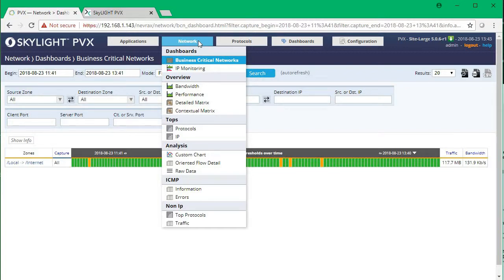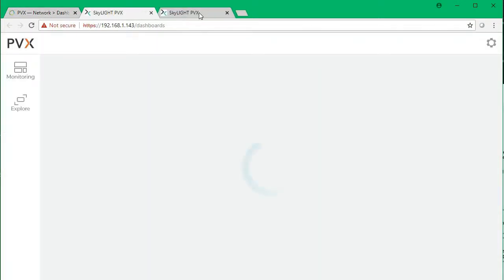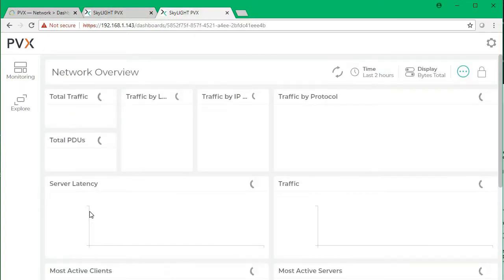Again, under the network choices, lots of things that we can zone in on: monitoring of a specific IP, the bandwidth, performance, again detailed matrix, specific protocols, top IPs. We can build our own custom charts. Under the protocols, we can look at DNS, HTTP, SQL, CIFS, Citrix, and voice. And under dashboards, that's the PVX here. We can look at, for instance, the network overview.